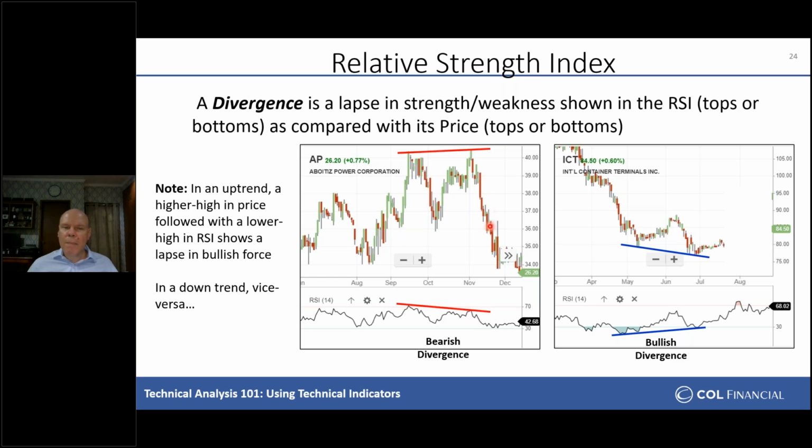You see, what happened to Aboitiz Power is it went right through the floor and fell down quite horrendously. And there's no way to predict that. Maybe if you had a MACD, you probably would get a good reading. But if you were just using this alone, that wouldn't have helped you.